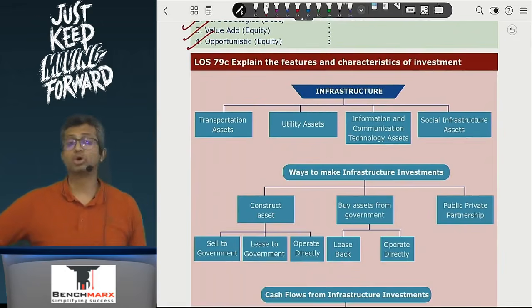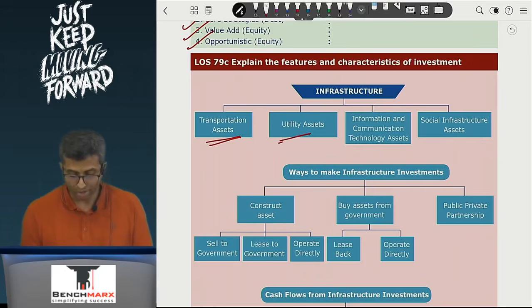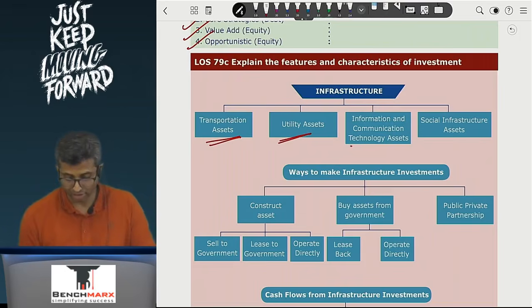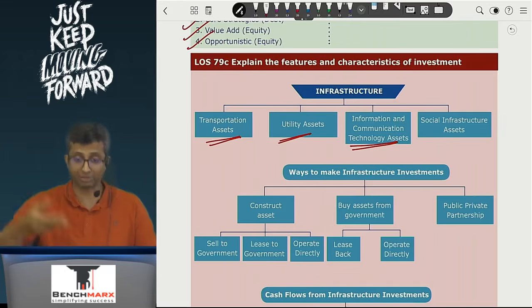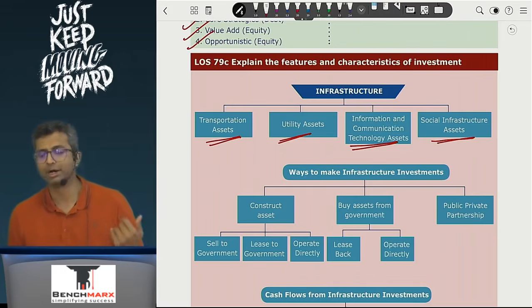Characteristics of infrastructure. So this chapter covers real estate and it also covers infrastructure. I believe we have discussed real estate. Next you go to infrastructure. Now infrastructure investing would mean investing in infrastructure which can be a transportation asset like an airport, a road, a bridge, a highway, or a utility asset like a power facility, or an information and communication technology asset like a telecom tower or a fiber optic network, or a social infrastructure asset which can include hospitals, schools, etc.